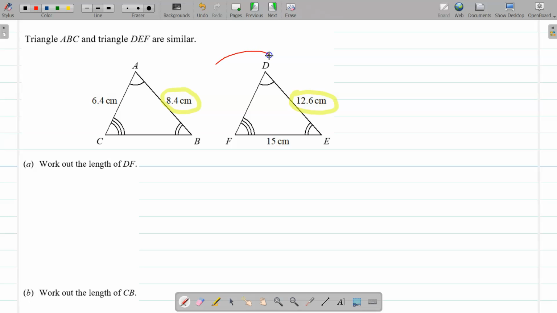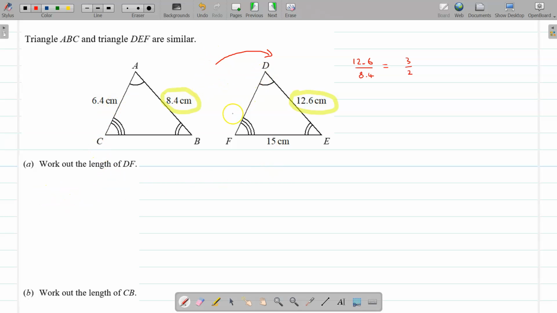So if I'm going from this one to this one, 12.6 over 8.4 is exactly 3/2. So basically this triangle on the right is 1.5 times bigger than the one on the left. The one on the left is 2/3 the size of the one on the right. So all I need to do is to work out DF.